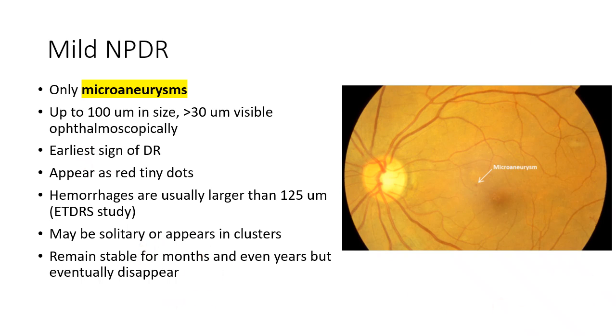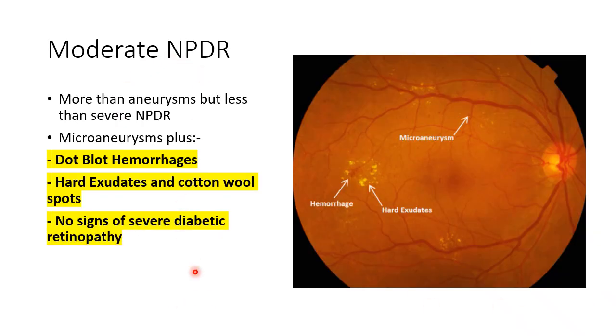So only microaneurysms here. Then coming on to moderate NPDR, more than aneurysms but less than severe NPDR. So this is something in between. What will you find here? Dot blot hemorrhages, hard exudates, cotton wool spots, but no signs of severe diabetic retinopathy. What do we mean by dot blot hemorrhages, hard exudates? You see microaneurysms plus hemorrhages and hard exudates are present. There is no edema in this picture. There are no venous changes, just some tortuosity. And there is no neovascularization or anything to rule out PDR.